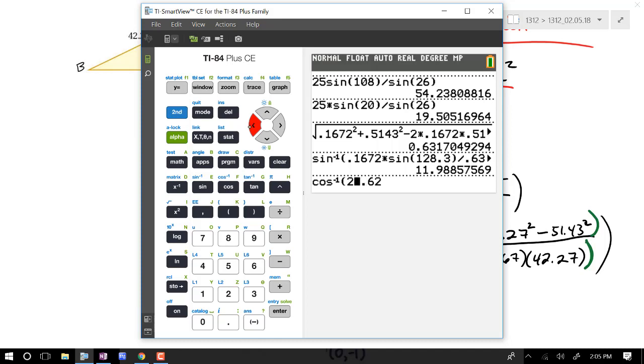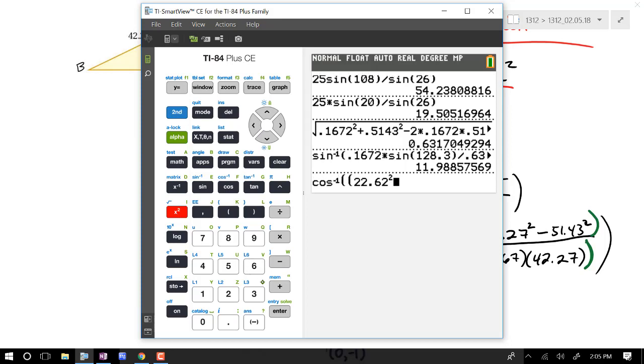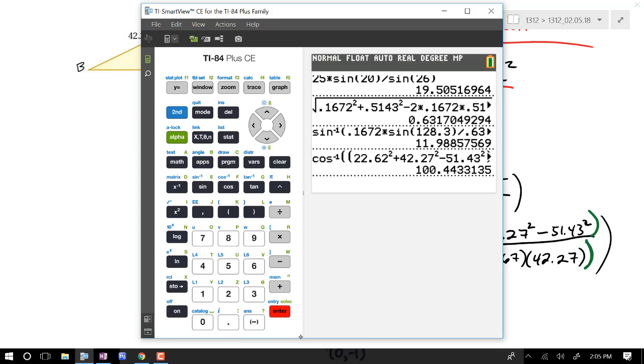And what did I do? I start off with a set of parentheses. I'm closing the parentheses on the top, divide, opening a set of parentheses to put that product in. Closing the parentheses on the denominator, closing the parentheses on the arc cosine. And I get 100.4 degrees.